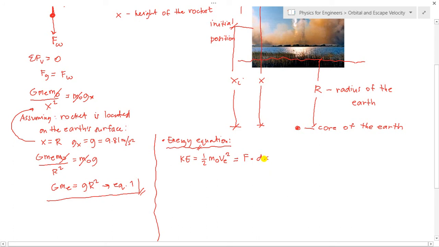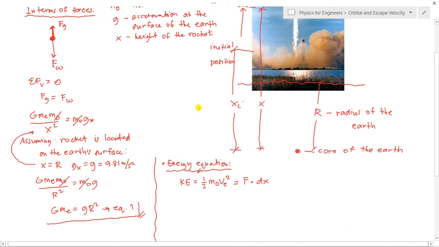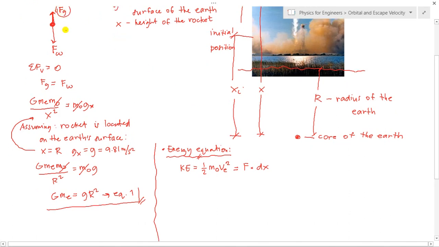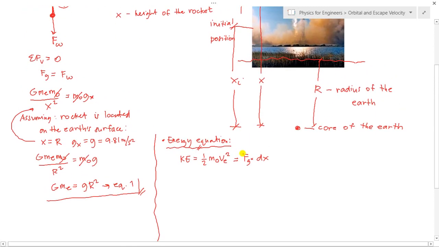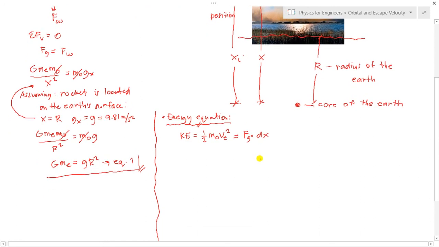Muna iyang displacement. Okay, ang force nga nagpa-move niya outward, di ba? Recall, the force that enables a rocket to move outward is just the gravitational force, Fg. So this is Fg, and then we all know that Fg is what in terms of x. So therefore, since this is dx, we need to what? We need to integrate this.